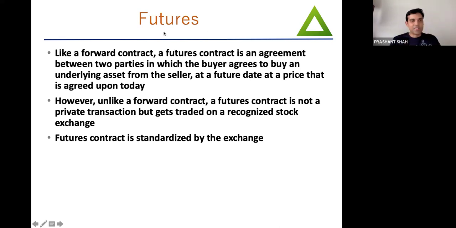Fine. We start with the concept of futures. So we continue with forwards only, in fact. Like a forward contract, a future contract is an agreement between two parties in which the buyer agrees to buy an underlying asset from the seller at a future date at a price that is agreed upon today. So far, this is the same as what we had in forward.